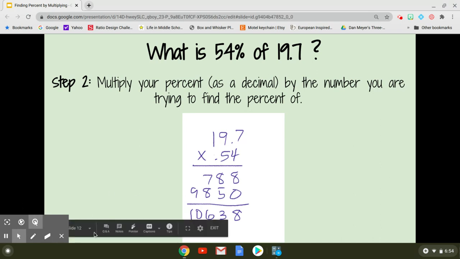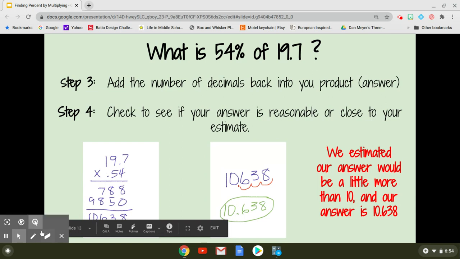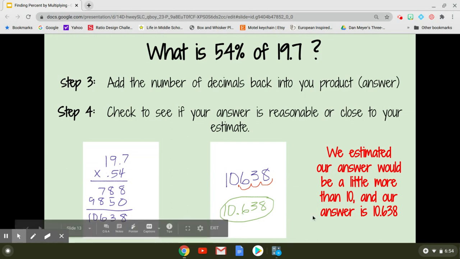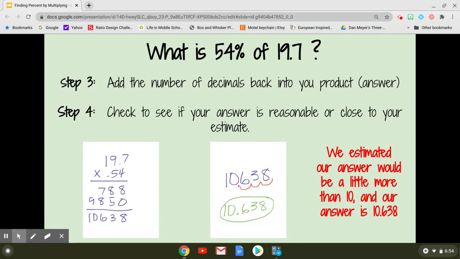In our next step, we are going to add our decimals back into our product, which is our answer. In this case, we have 3 numbers to the right of decimals because there's 1 in 19 and 7 tenths and 2 in 54 hundredths. So again, we start at the right and move those 3 places over, and we get 10 and 638 thousandths. We estimated that our answer would be just a little more than 10, and it's just a little bit more. So it's 10 and 638 thousandths.